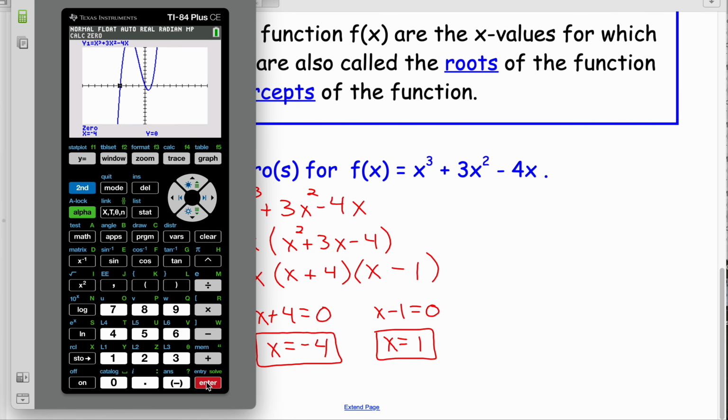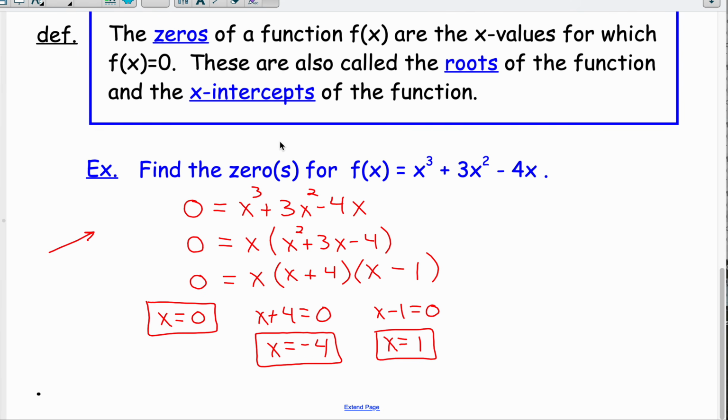And I could similarly get the other two answers. I'll show you that those work. I'll just hit trace and type in 0. And notice that's when x equals 0. And then if I type in 1, that gives me the other x-intercept. So we can use a graph, but sometimes you're not able to use a graph. And you should be able to do it analytically as well.